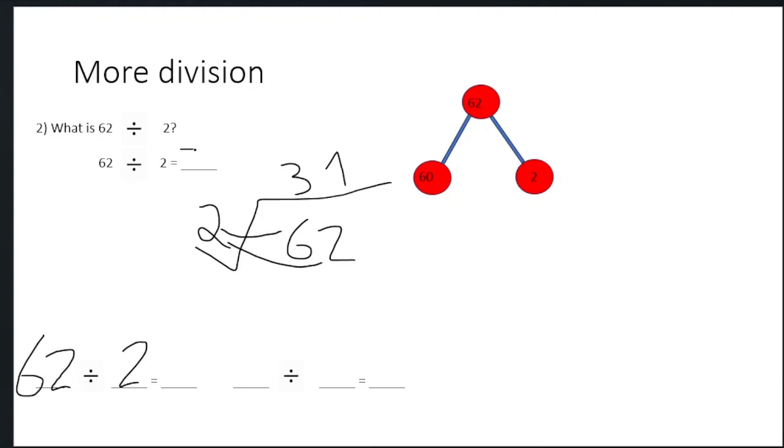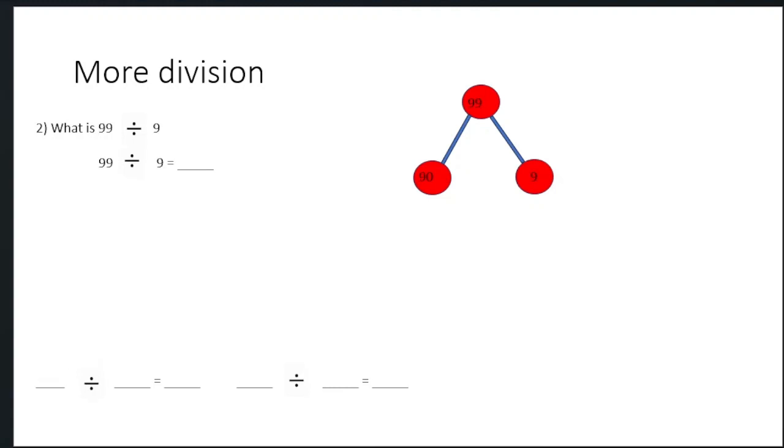So 31. So actually, before we put our answer in, we should always check our answer. Okay, so we put 31 down here, and then we go 62 divided by 31. How many 31s go in 62? And the answer to that is 2. So we've checked our answer and it's right. Just go ahead and pop it in there. 62 divided by 2 equals 31.